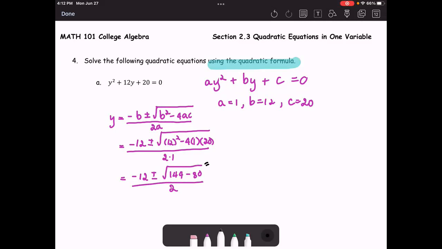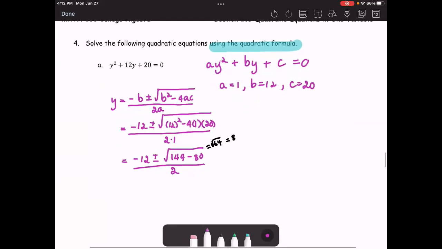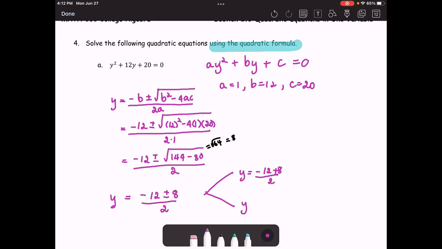144 minus 80 is the value 64 in the square root, which gives us the value 8. That means the numerator now is negative 12 plus minus the value 8, divided by 2, as the solution for y. So we break it up into two cases: y equals negative 12 plus 8, all divided by 2, and the second solution, y equals negative 12 minus 8, all divided by 2, and simplify the numbers completely.